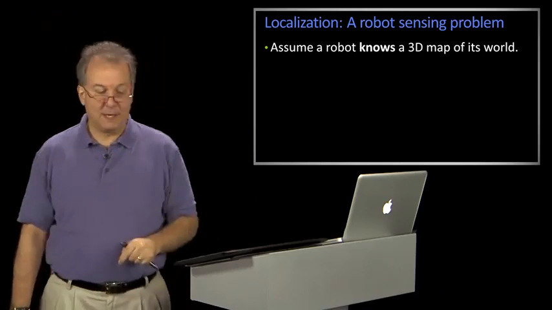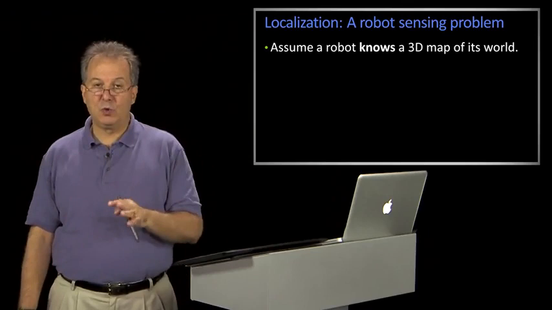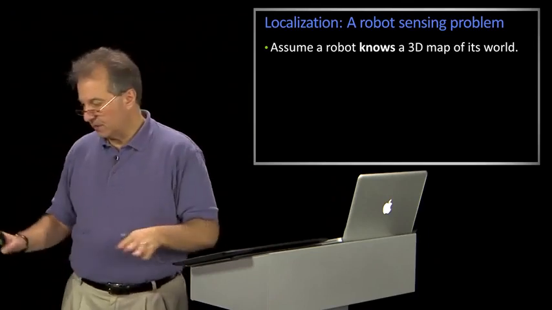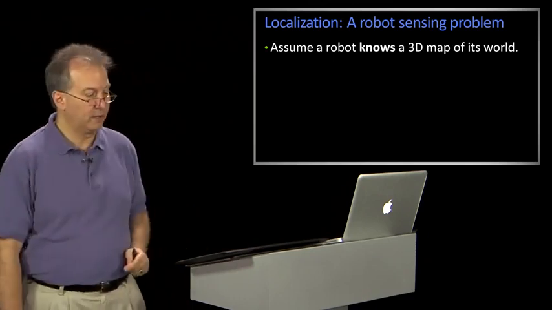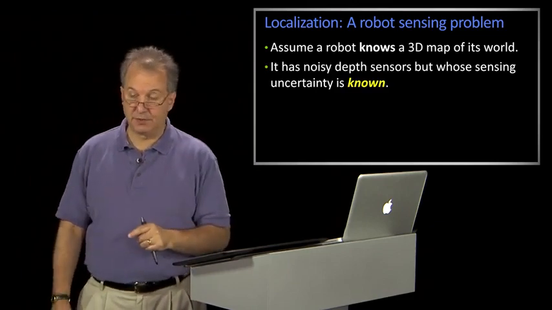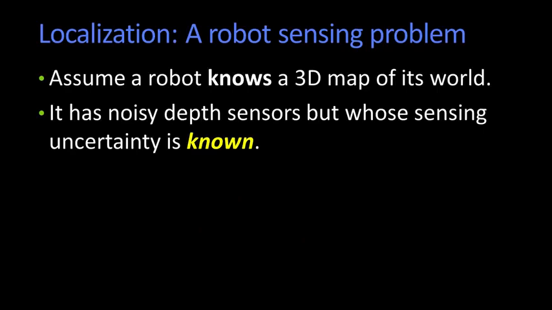Let's take a very simple robot sensing problem. Let's assume that a robot knows the 3D map of its world. And for now, we're just going to worry about a robot running around on the floor, so it's not climbing stairs, etc. Let's assume also that it has noisy depth sensors, so it can measure depth in a lot of different directions. They're noisy, so the measurement is uncertain, but we know about the uncertainty. That is, we have a sensor model.